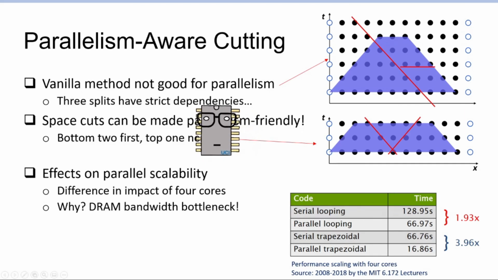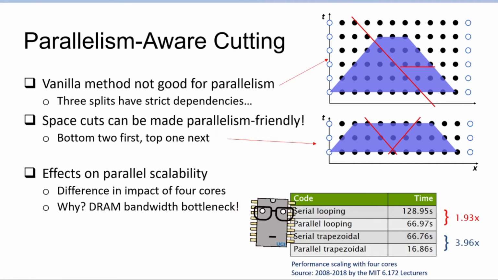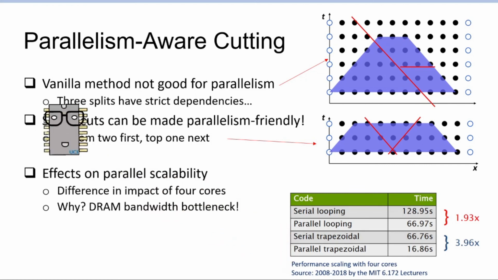Before we get into any of these details, if we compare it to doing serial looping, the naive implementation, I think the size here is 2000 by 2000 again. Serial looping takes 128 seconds as opposed to serial trapezoid. So for the single thread trapezoid, the performance improvement is almost 2x. But the thing is, the vanilla method of doing these cuts is not very good for parallelism.